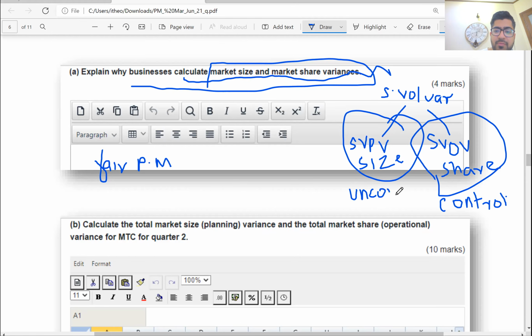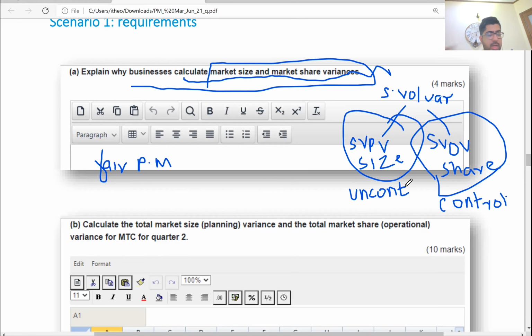That's the reason for fair performance measurement, that businesses calculate planning and operational variance to split variance into controllable and uncontrollable factors. Remember, operational variance is controllable for the manager. He can be blamed for that. But planning variance is uncontrollable for the manager. It arises due to external factors, uncontrollable factors, or faulty planning of seniors. It's never controllable for the manager.